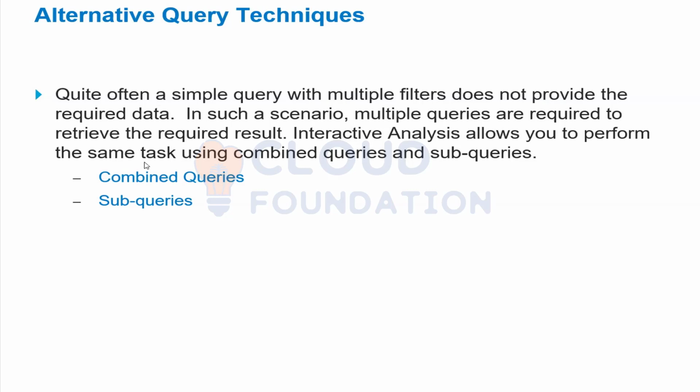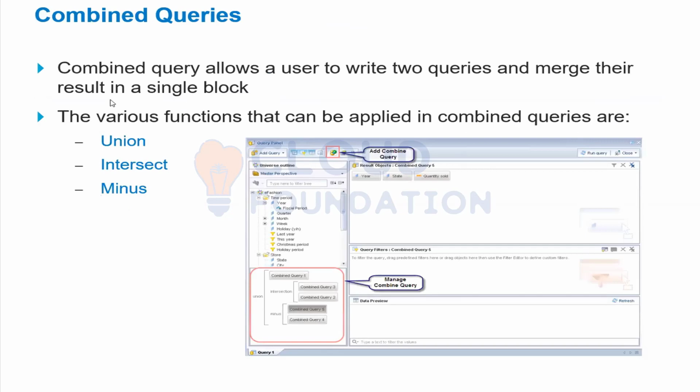Interactive analysis allows you to perform the same task using combined queries and subqueries. We have two types of queries, that is combined queries and subqueries. Combined query allows the user to write two queries and merge their results in a single block. If you see here, we can add a combined query. This symbol is for adding a combined query. We can write query 1, combined query 3 to intersection, query 4, query 5 of minus, and this intersection is one output, this minus is one output, and we are making a union of these three outputs. In that way, we can apply combined query.